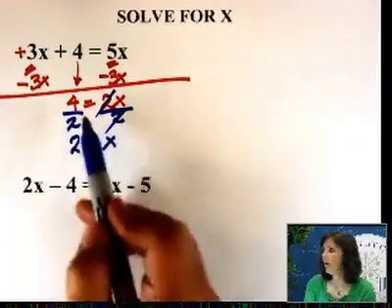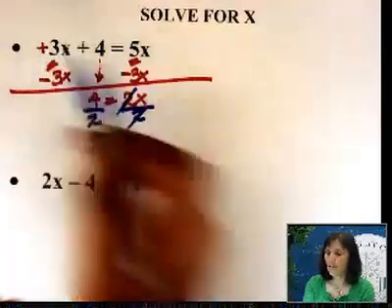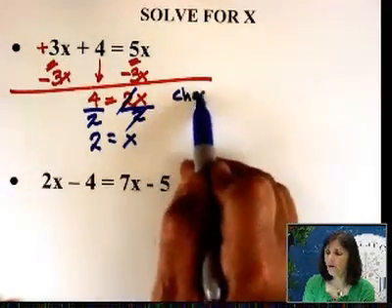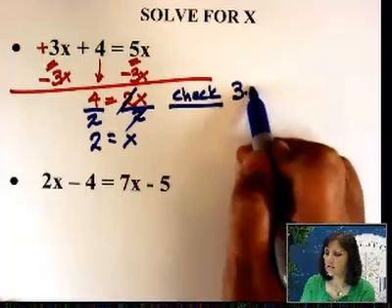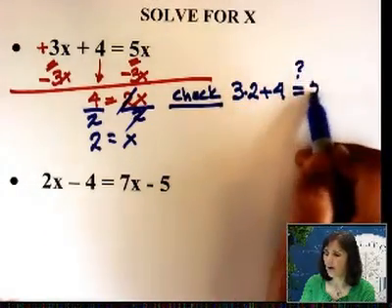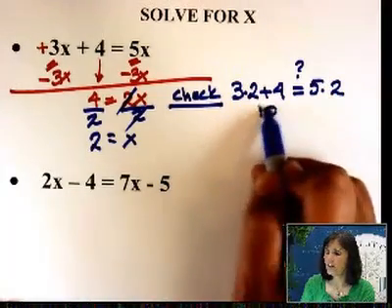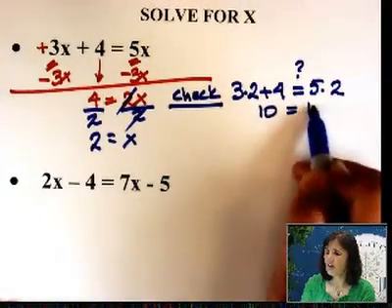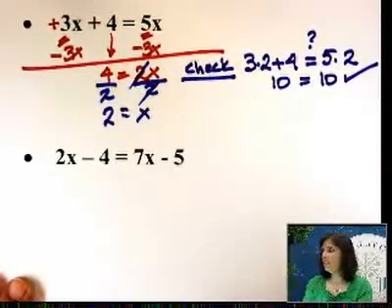And you can always go and check that. You can go and check and put 2 in there. And I recommend at the beginning you check those. 3 times x, which is 2, plus 4 is that. 5 times x, which is 2. 6 plus 4, that's 10. 5 times 2, that's 10. It looks like it works. Now let's have the next one.